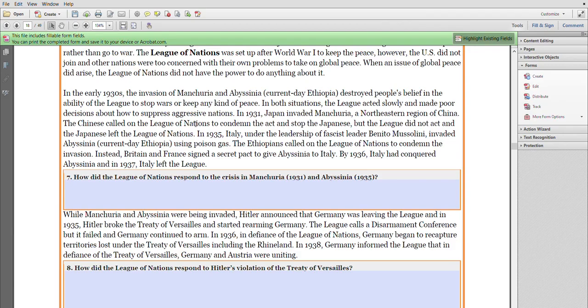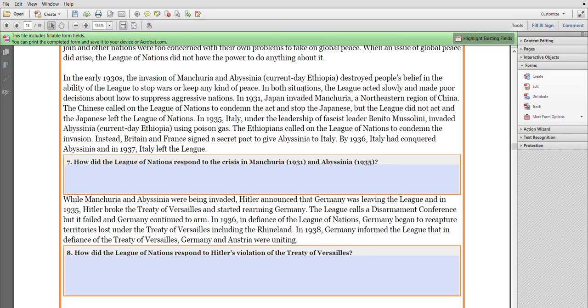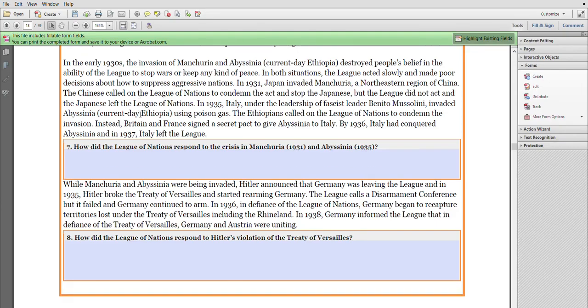In the early 1930s, the invasion of Manchuria and Abyssinia, current-day Ethiopia, destroyed people's belief in the ability of the League to stop wars or keep any kind of peace. In both situations, the League acted slowly and made poor decisions about how to suppress aggressive nations. In 1931, Japan invaded Manchuria, a northeastern region of China. The Chinese called the League of Nations to condemn the act and stop the Japanese, but the League did not act, and the Japanese left the League of Nations.